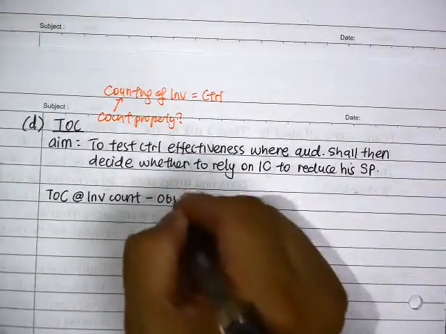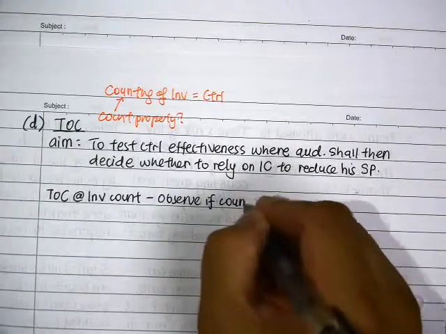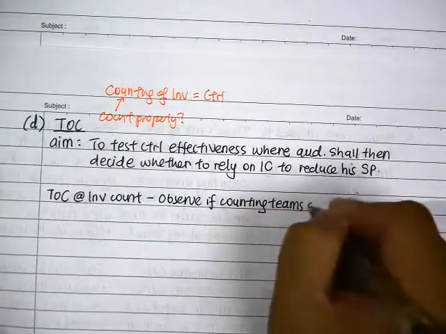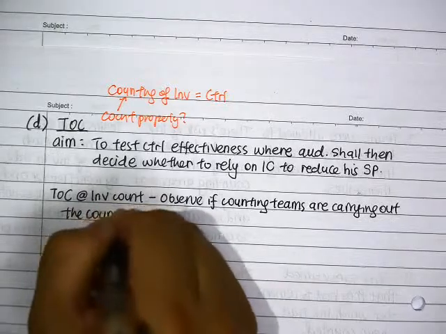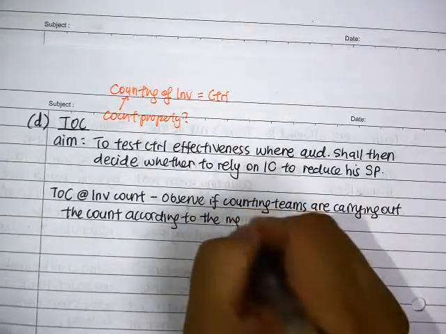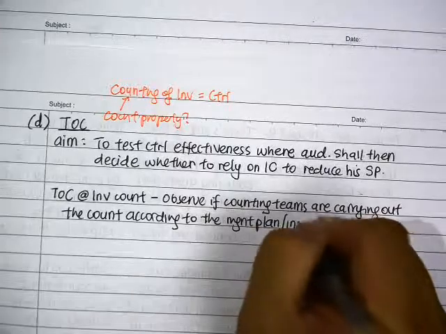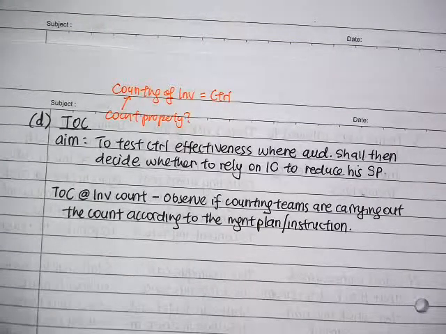Now for example, I can observe if the counting teams are carrying out the count according to the management's plan or instruction. Because if they follow the plan, then they do the work properly, then the count is proper. But if you don't follow the plan, then the count is not proper, then the results are affected. Now I'm testing control. Okay, my objective is I want to know can you do it properly or not.